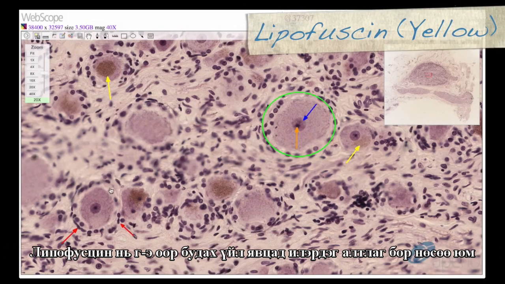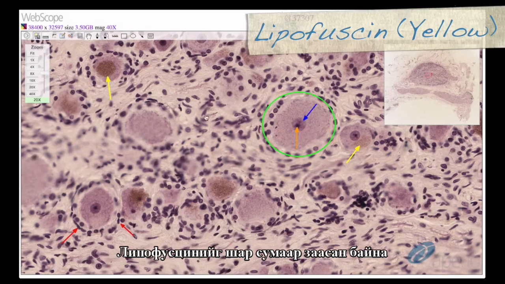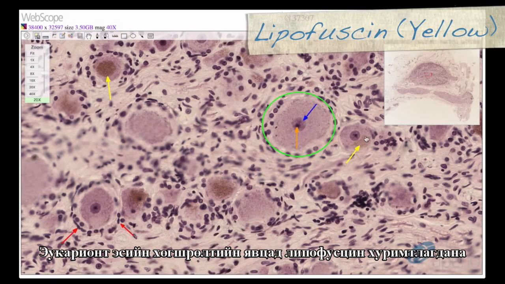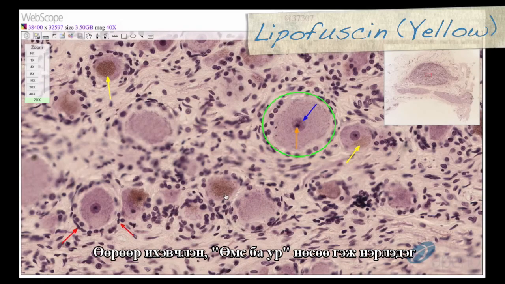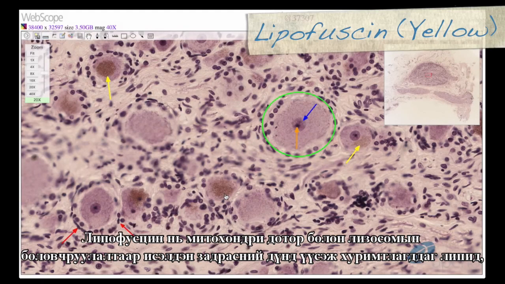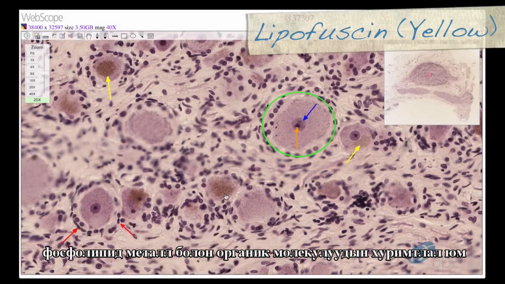Lipofuscin is a brownish gold pigment that is visible in routine H&E preparation. Lipofuscin can be seen at the yellow arrow. Lipofuscin accumulates in long-lived eukaryotic cells as a result of cellular senescence, or aging. Thus, it is often called the wear and tear pigment. It is a conglomerate of oxidized lipids, phospholipids, metals, and organic molecules that accumulate within the cell as a result of oxidative degradation of mitochondria and lysosomal digestion.